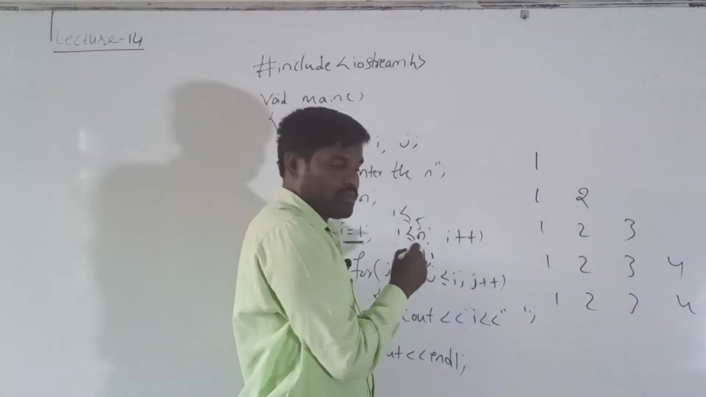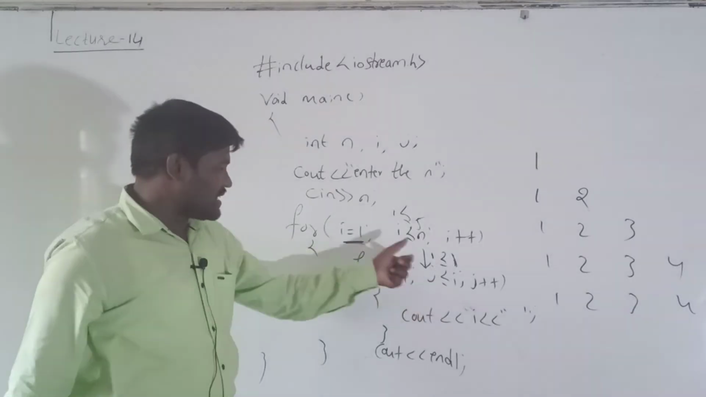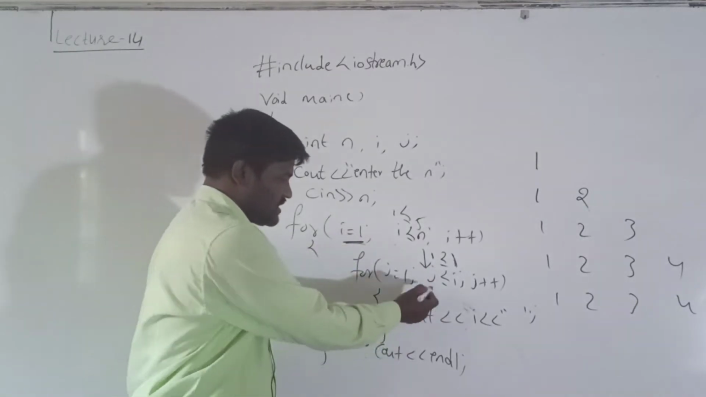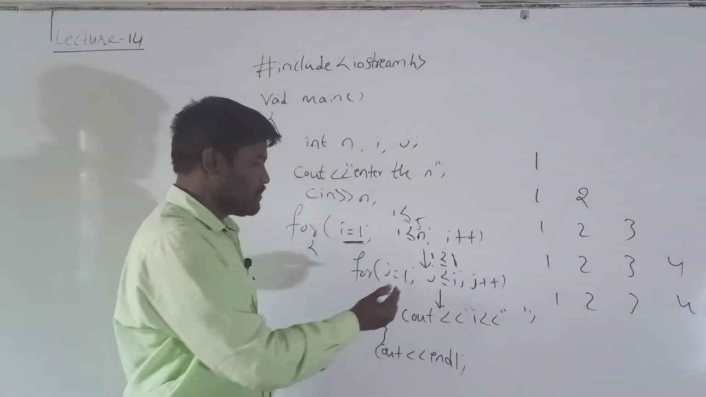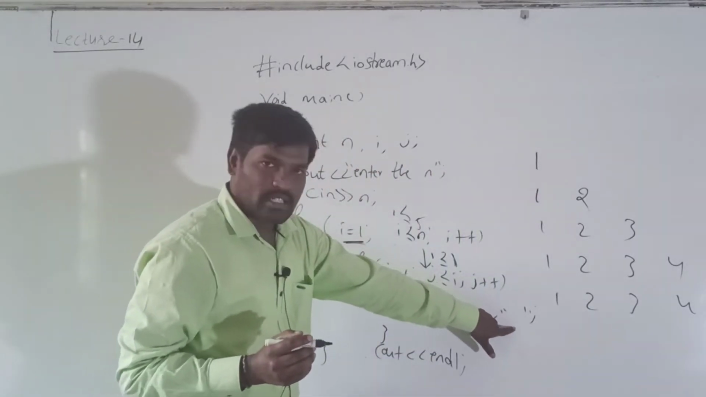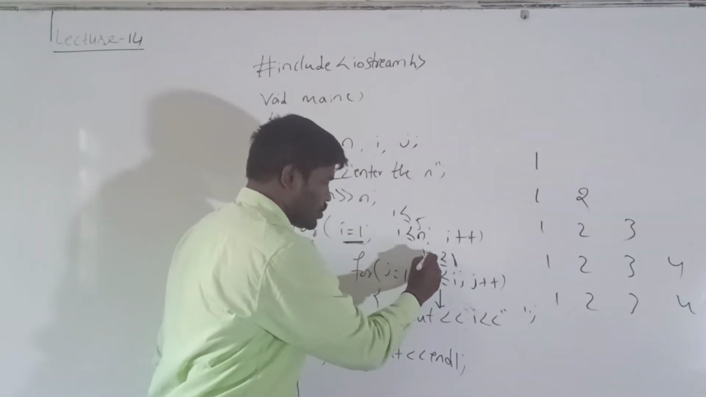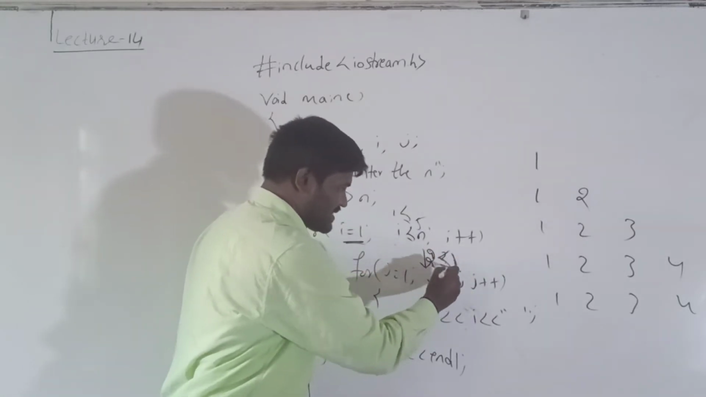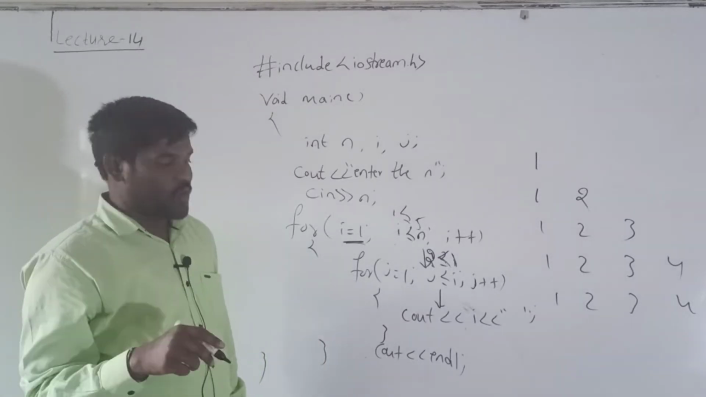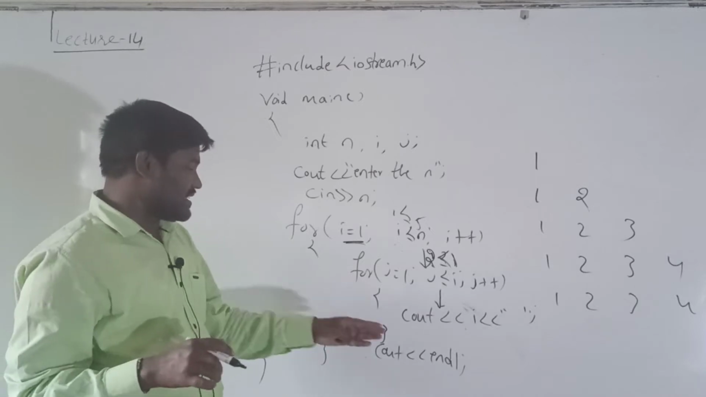j = 1, 1 <= 1, that is i is 1, the condition is true. True means it will execute the statement. It will print i, which is 1. Next, it will leave some space and the loop will continue with j++. j becomes 2. 2 <= 1, the condition becomes false. False means it will come to cout << endl, moving to the next line.